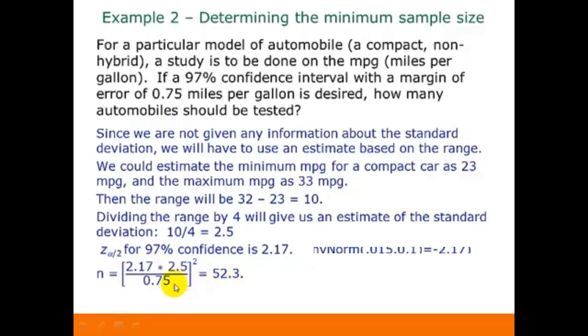One thing to notice here that's a little bit different than for our population proportion problems is that our margin of error is going to be just whatever it was given in the problem. We don't have to worry about converting percentages to decimals in this case. So our margin of error might be anything depending on what kind of problem we're talking about. At any rate, we get a value of 52.3 for our sample size. We're going to round that up to 53. So the minimum sample size we would need for this would be 53.